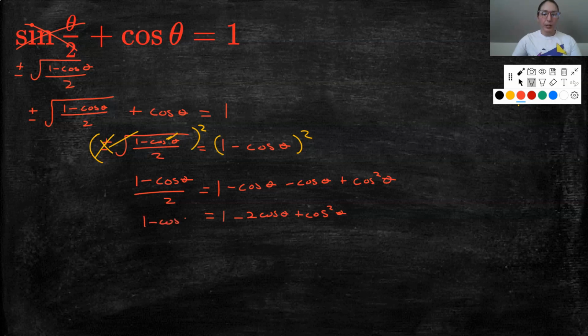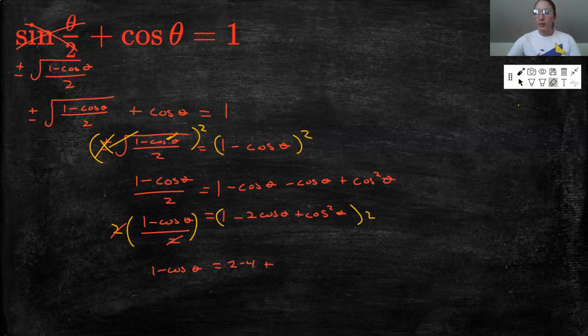1 minus cosine theta over 2. I want to get rid of this over 2 over here. We multiply everybody by a 2. So these guys now will cancel. I'll have 1 minus cosine theta on the left. Multiply by 2, so this will become 2 minus 4 cosine theta plus 2 cosine squared theta.